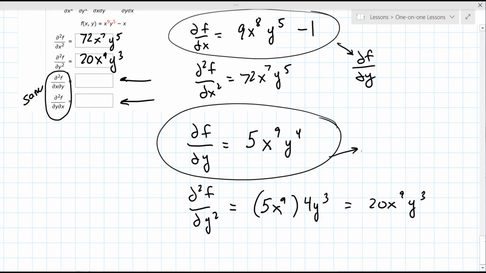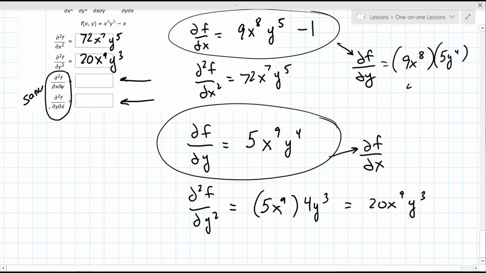If you do it here, you take the derivative of this thing with respect to x. So you either start with x and then do y, or start with y and then do x. It doesn't matter, you get the same result. The derivative with respect to y here is 9x to the 8th times 5y to the 4th, and that reduces to 45x to the 8th, y to the 4th. This one here, you take the derivative with respect to x: 9 times 5, 45x to the 8th, y to the 4th. Notice these are exactly the same.